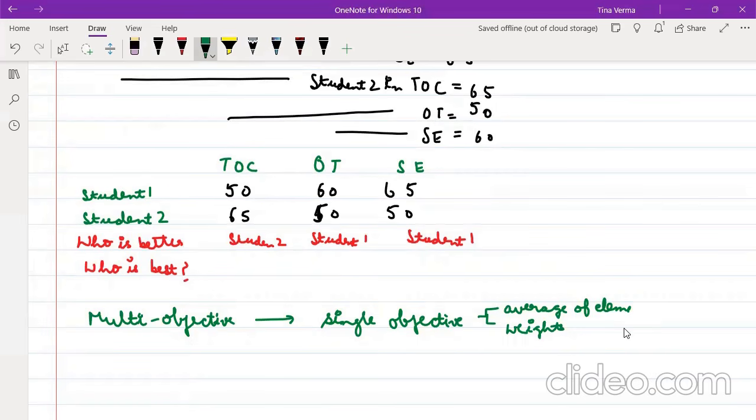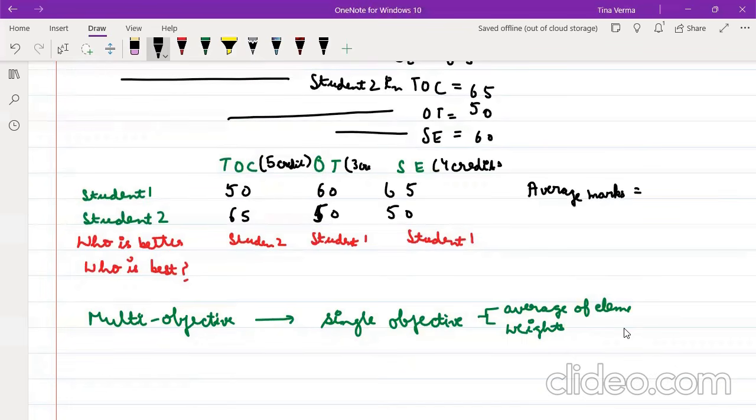ठीक है, बेस्ट कैसे चुना जाता है? That you assign grades to some subjects. So for example, suppose I am giving 5 credits to the subject TOC, and if I am assigning OT subject, suppose I am giving 3 credits, and software engineering I am saying suppose 4 credits. So now what you can calculate? You can calculate the average CGPA, right? Average marks of student 1. कितने होंगे? That you will sum up these terms with the credit. Now you will multiply, right? You can't just sum up.